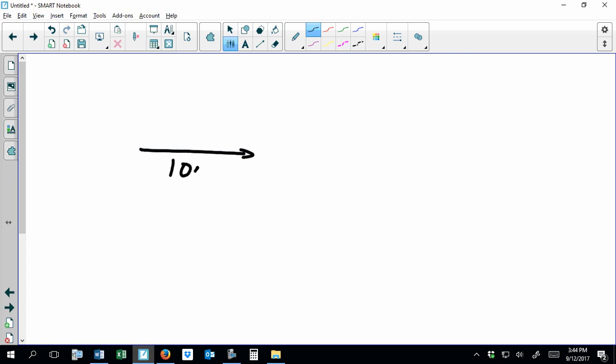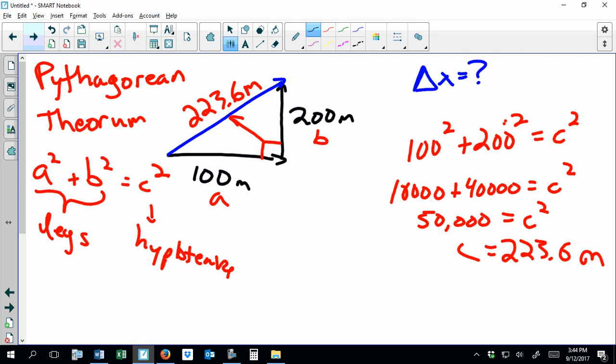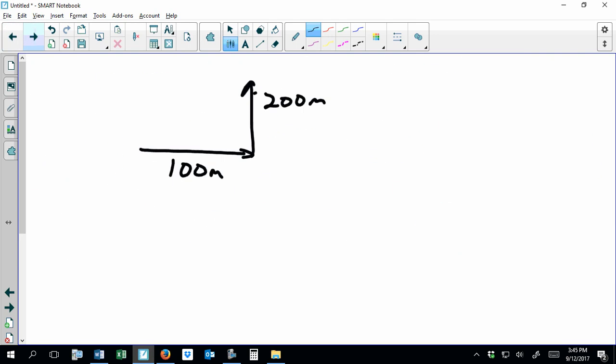We had this 100 meters and 200 meters, and when we found the resultant length, we formed this triangle that had 223.6. So now we've got this guy. So this is really our resultant. This is what we were worried about.